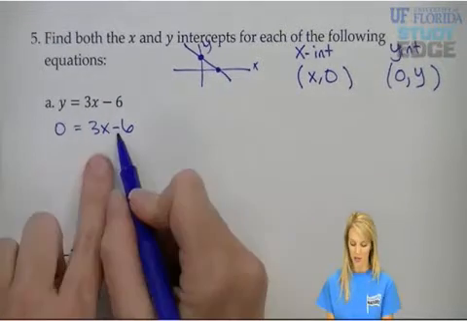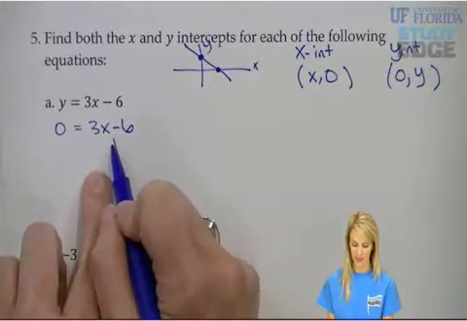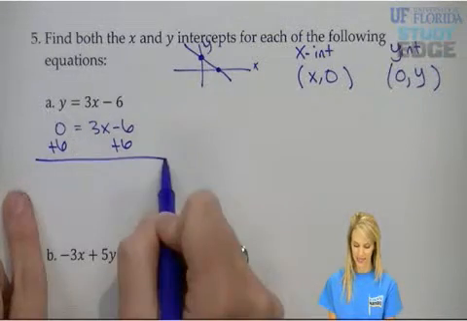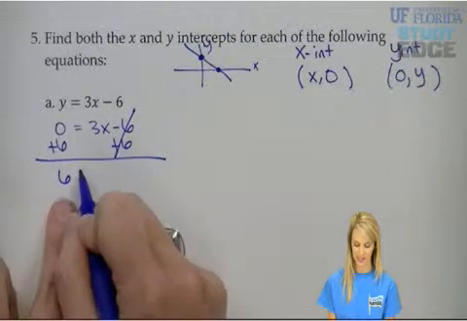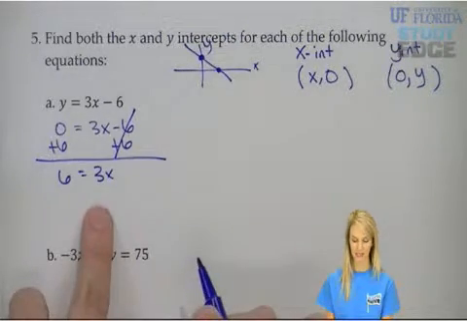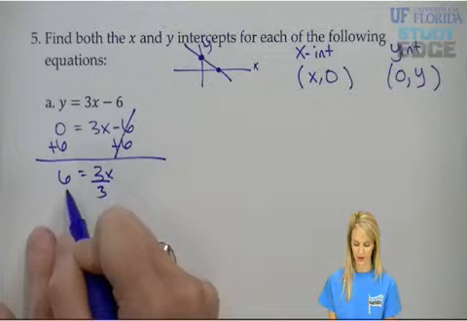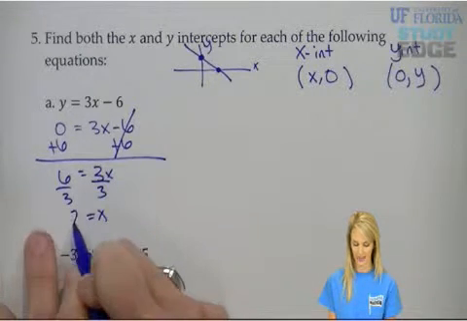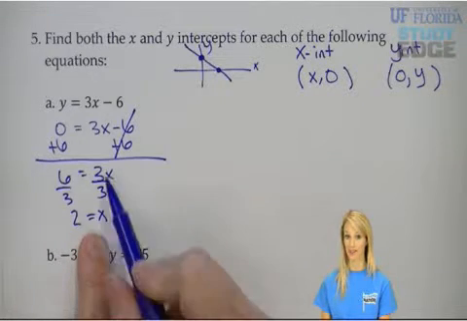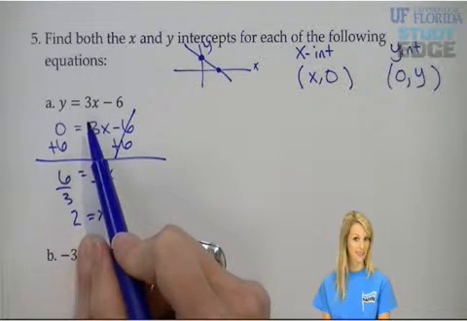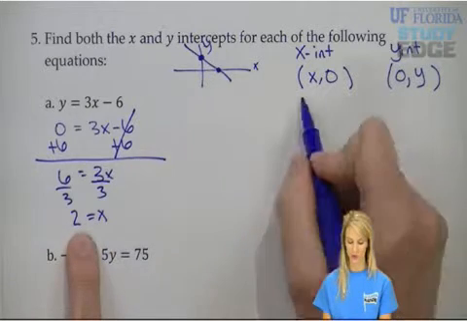We're just solving here. So I have 6 being subtracted from 3x, so I'm going to add 6. Whatever I do to one side, I do the other. Those cancel out. 0 plus 6 gives me 6. 6 is equal to 3x. What do I do? Divide by 3. X is equal to 2. So the point where this line crosses the x-axis is at the point 2 comma 0.